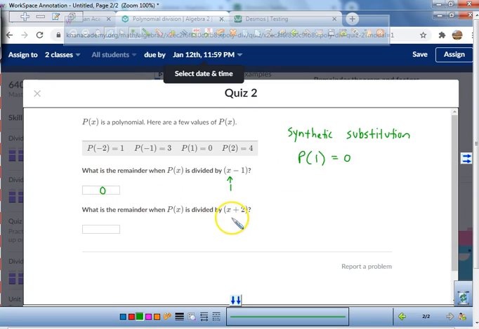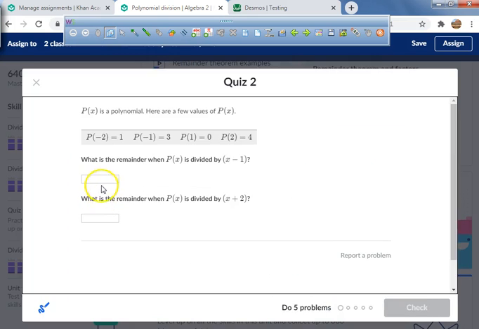Now, if I'm dividing by x plus 2, what number would I have to plug in there to make it equal to 0? Negative 2. So in this one, I'm actually evaluating p of negative 2. So p of negative 2 is 1. So I'm just going to put a 1. So that's a 0 and a 1. So that's what I'm going to type in. We'll call it a problem.